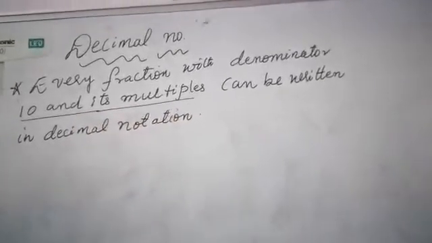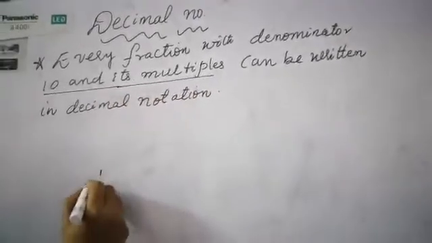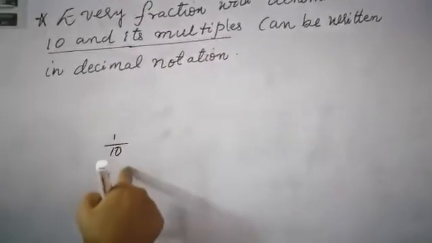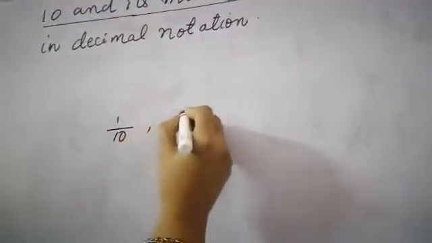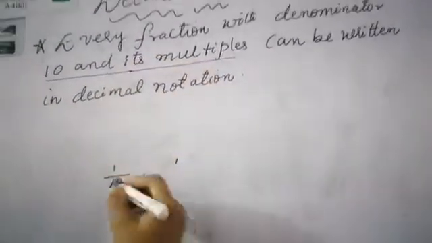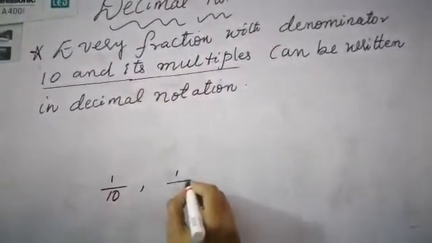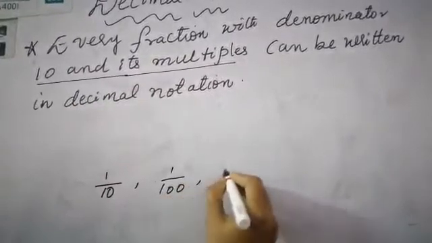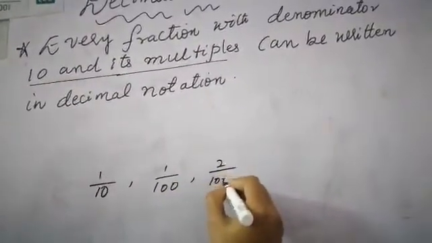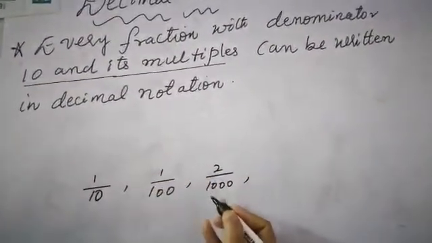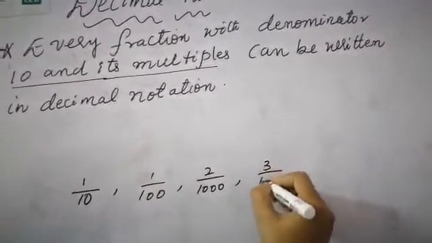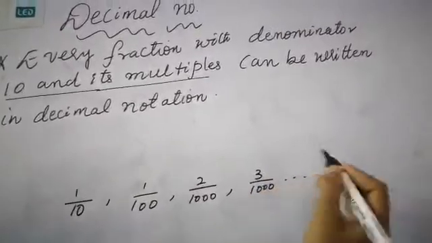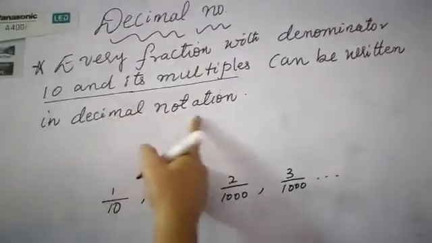A fraction, if it is like 1 by 10. This is a fraction form, but the denominator contains 10. If I am writing multiples of 10, what does "and its multiples" mean? 10 tens are 100, so 1 by 100 or 2 by 1000, 1000 tens are 10,000, so 3 by 10,000 and so on can be written in decimal notation.